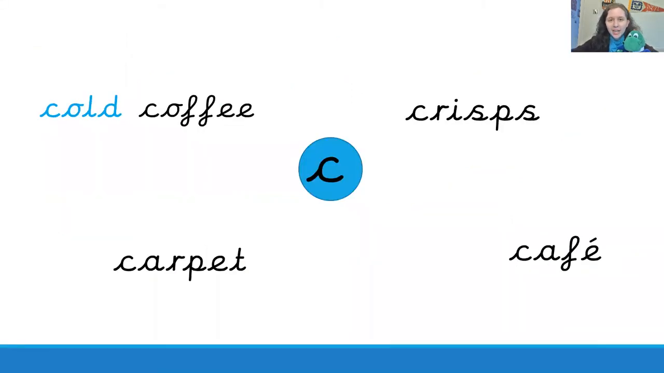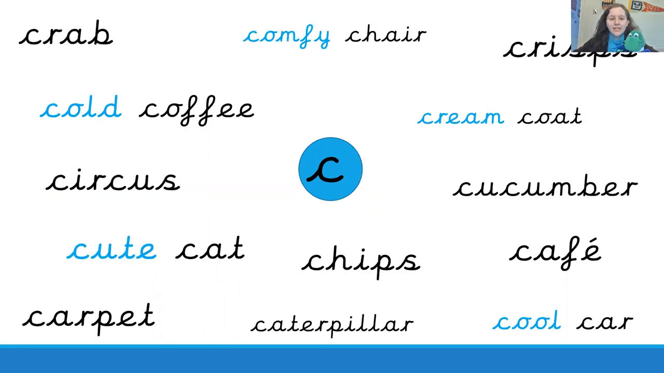Okay, so let's see how many extra K or C words I've managed to add to my list. If you picked C as well, can you see if you've got the same ones as me? Okay, so I got crab, cold coffee, circus, that soft C sound that comes when a K or the letter C is before a vowel. And that could be a place in my story as well. Cute cat, carpet, chips, caterpillar, cool car, cafe, cucumber, cream coat, crisps, and a comfy chair. I love a comfy chair.